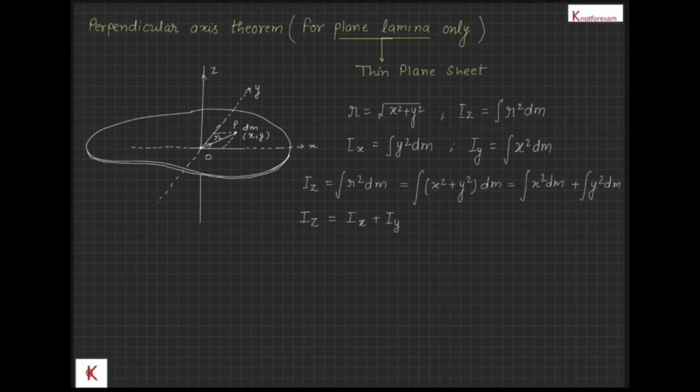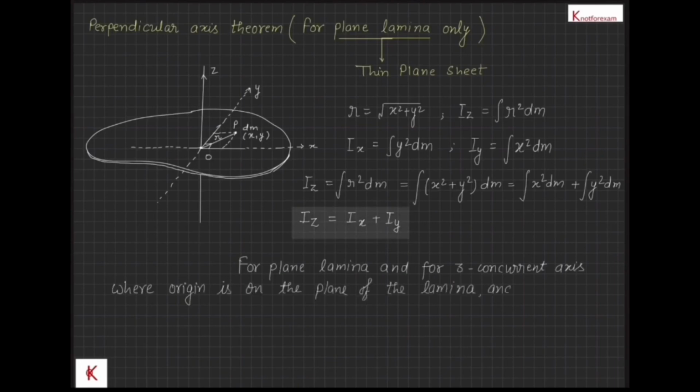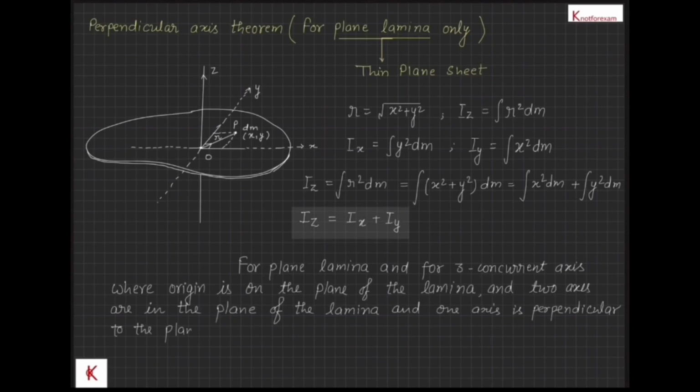This is the perpendicular axis theorem, and this theorem is for a plane lamina and for three concurrent axes where the origin is on the plane of the lamina, the two axes x and y are in the plane of the lamina, and the z axis is perpendicular to this plane. Let's see the usefulness of this theorem in calculating moment of inertia.